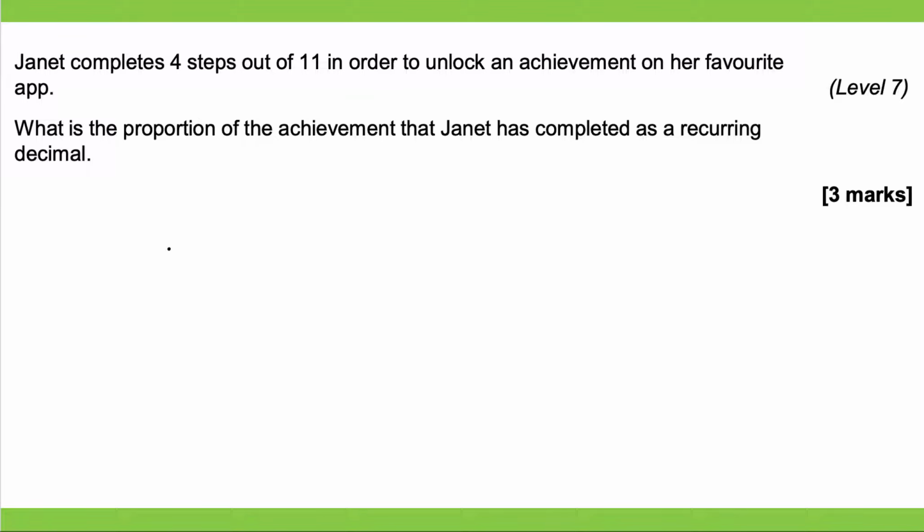So 4 steps out of 11 as a fraction would simply be 4/11. And now you need to convert this into a decimal. So you would use this divide by sign. So it would become 4 divided by 11. 11 goes into 4 0 times, so you put a decimal place on and you add a 0 over here.